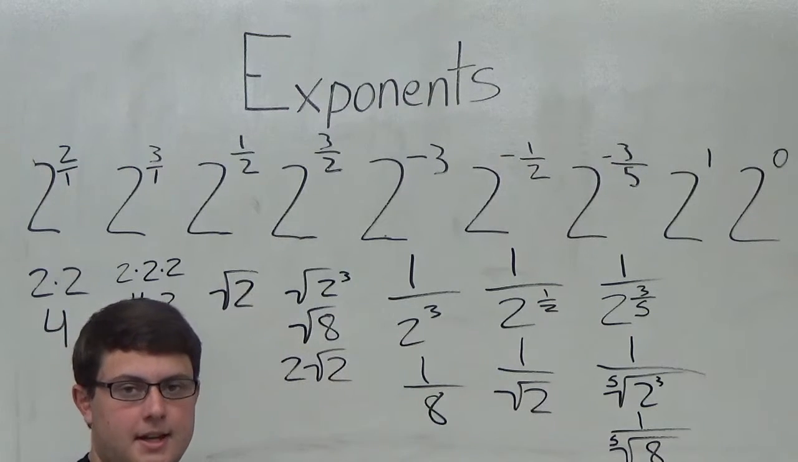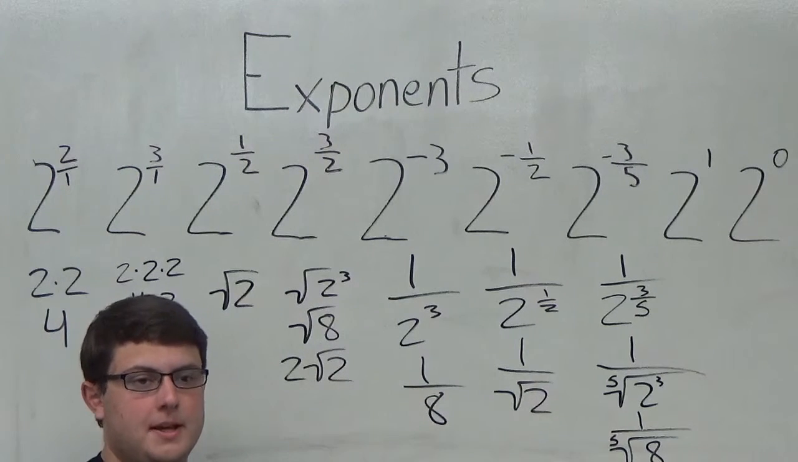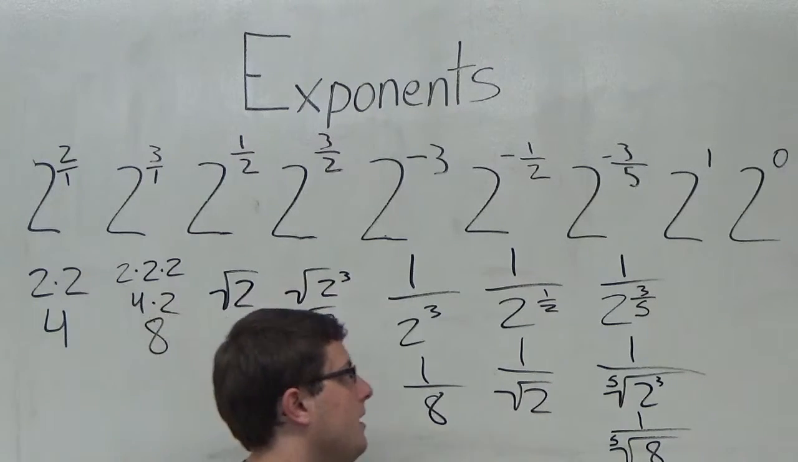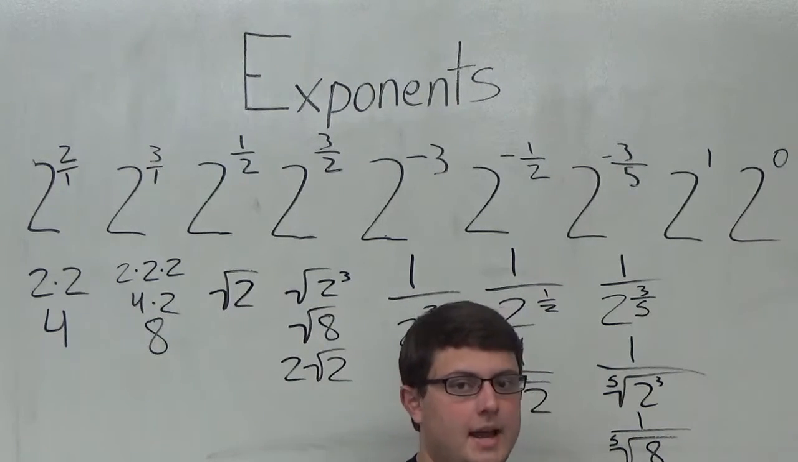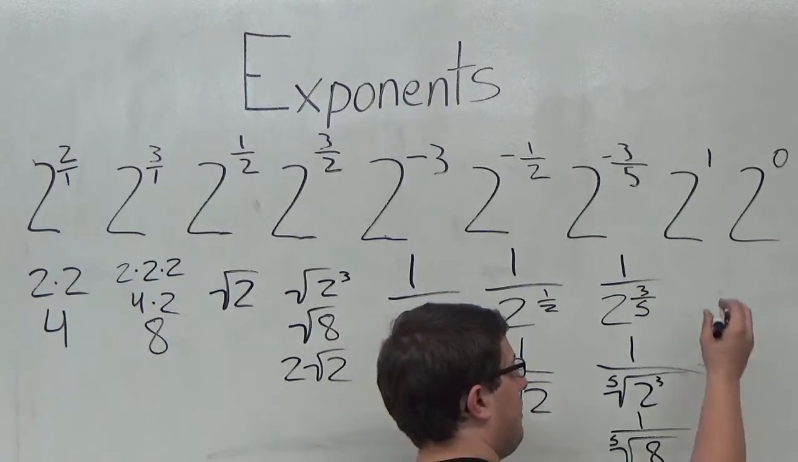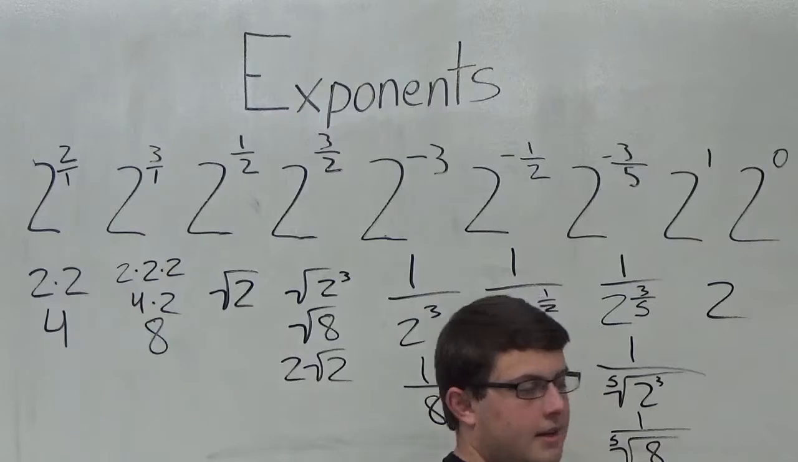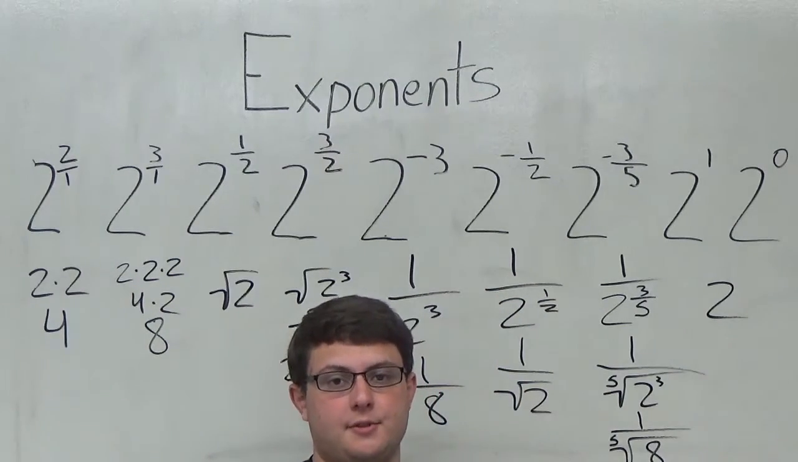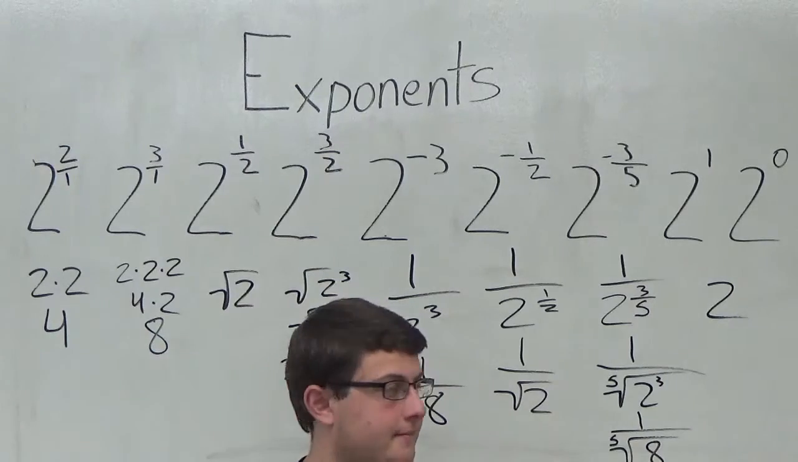The next two examples I have are very simple, basic, almost types of things you memorize. So 2 to the first power, anything to the first power will end up just being itself. So 2 to the first power is equal to 2. 3 to the first power would just be equal to 3. 100 to the first power would just be equal to 100.